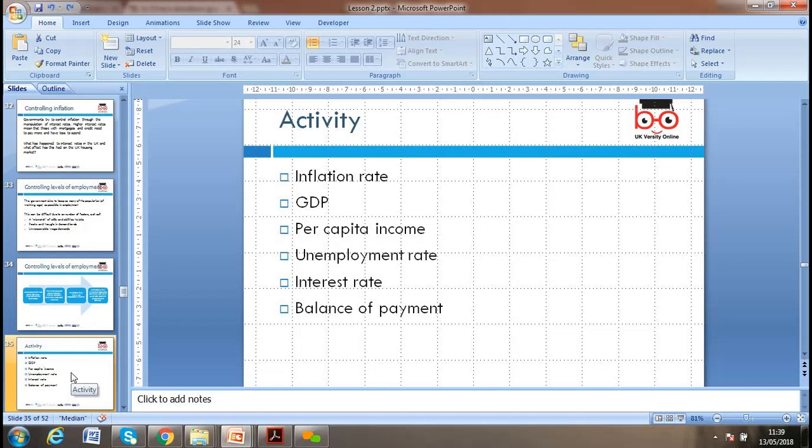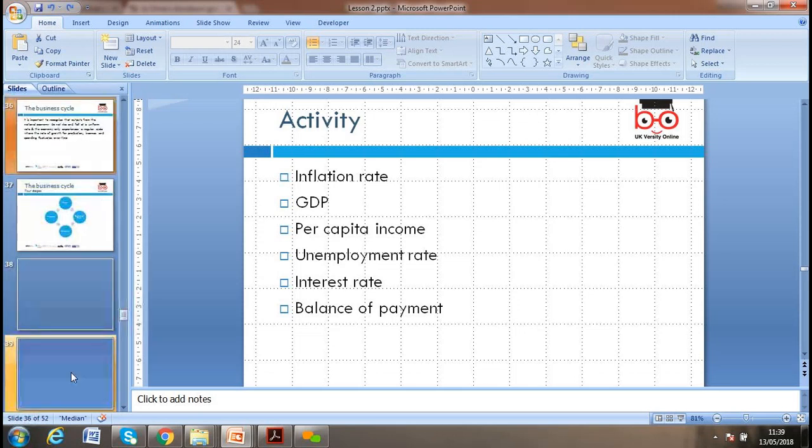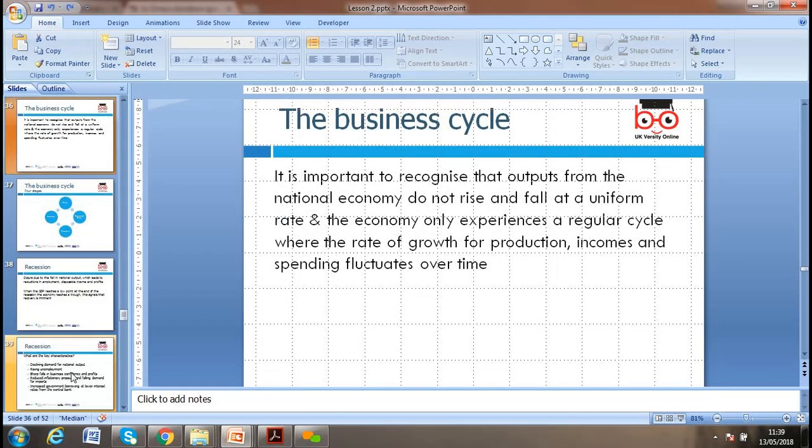We can do an activity when we want to look at any organization or any country. If we want to do business, we can look at the inflation rate, GDP rate, per capita income, unemployment rate, interest rate, which is the base interest rate, and balance of payments. If you go on the World Bank data website, please, we can find these figures.